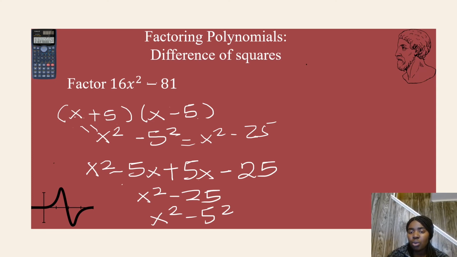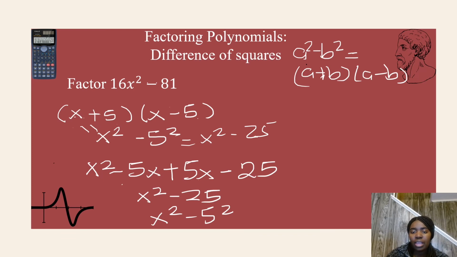So in general, we have the rule that a squared minus b squared is equal to a plus b, a minus b. Now, a and b here represent any term. It's just your first term is a, your second term is b. It could be x, it could be 2x, it could be 5x, it doesn't matter. It's just your first term and your second term. Okay, so how can we apply this to our question right here?